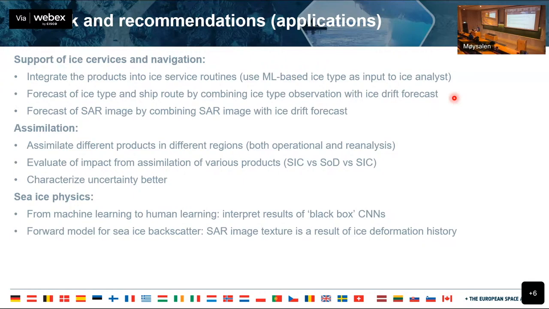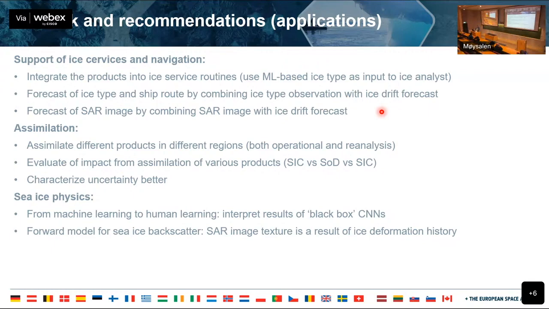And then another recommendation is to forecast SAR imagery, because still, despite all machine learning and AI, the captains on the bridge or the pilots are still looking at the SAR image or at their radar, and they trust that more than even a very nice, beautiful ice chart. So what we can do is take a SAR image and combine it with a very good ice drift forecast, and then provide a seamless SAR image for a given time.